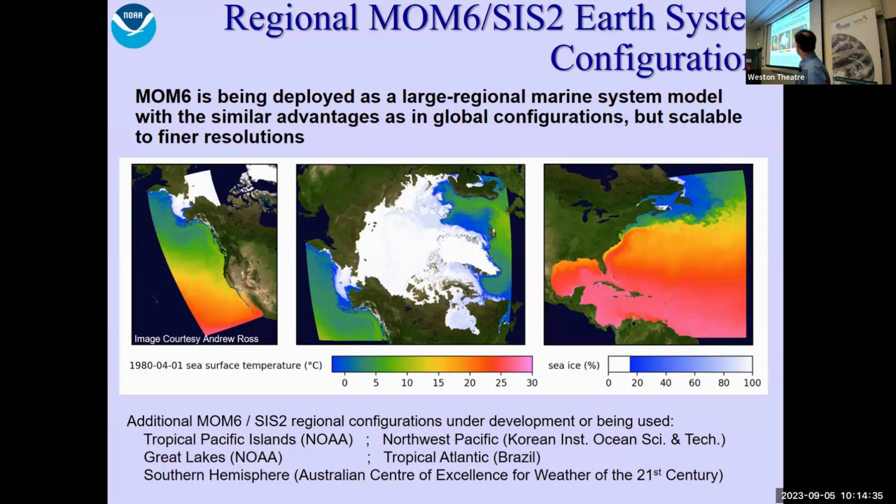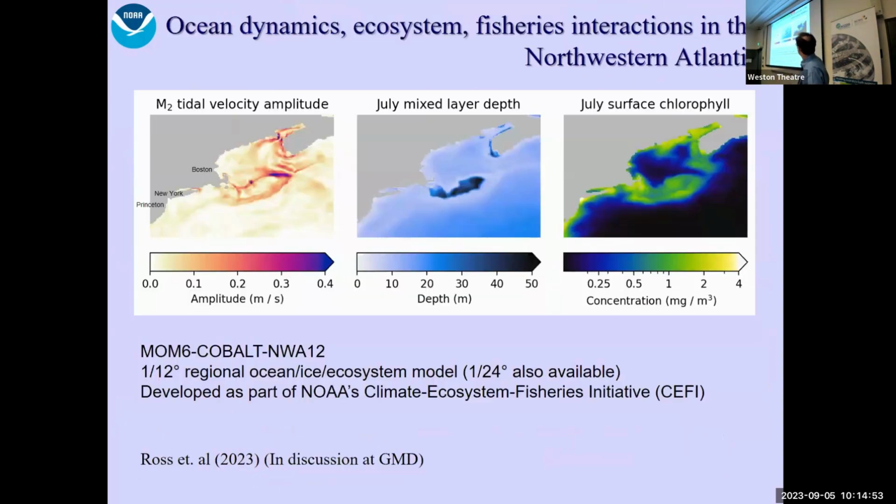those oil spills. But here in Australia, one of the emerging developments is in the context of the Center of Excellence for Weather of the 21st Century, where one of these configurations, yet to be completely fleshed out, is going to be used for fully coupled forecasts.